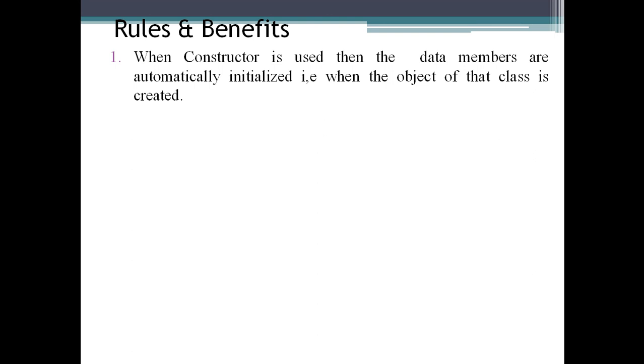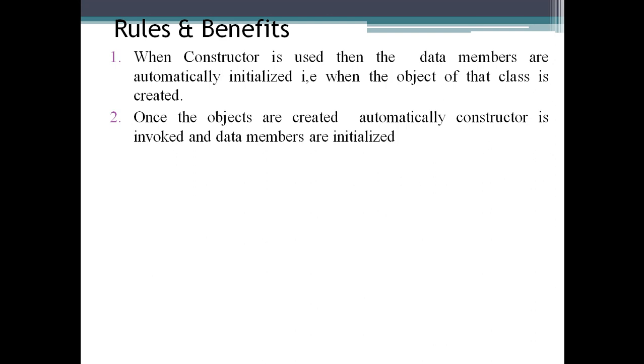The first rule: when you are using a constructor, the very important factor is that the data members are automatically initialized when an object of the class is created. Once objects are created, the constructor is automatically invoked and data members are initialized. Consider a class called CS and you have created an object called C. Once you create the object C, the constructor is automatically invoked and the data members are initialized.